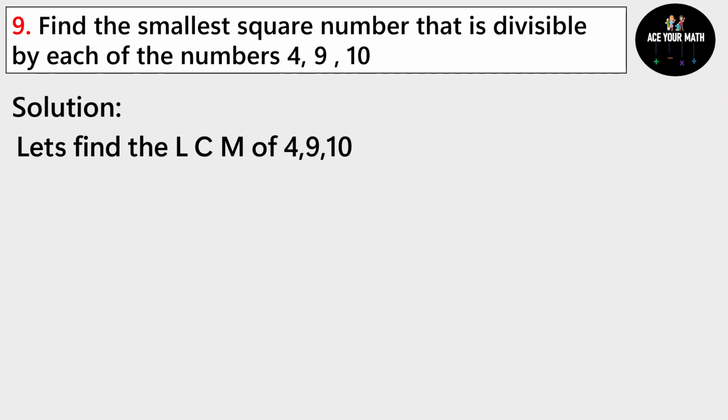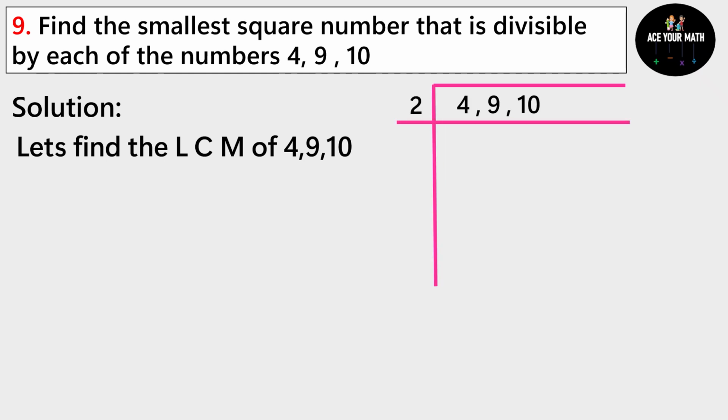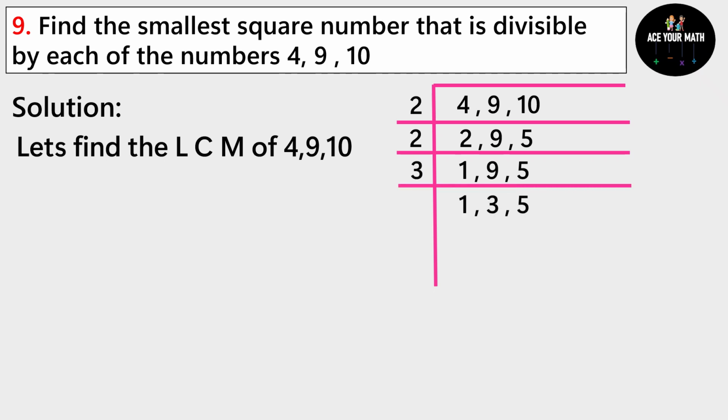You will find the LCM of 4, 9, and 10. So let's find the LCM of 4, 9, and 10. Put lines like this. 4 and 10, you know they both are divisible by 2. So when you divide by 2, the 4 will become 2, 9 will remain as it is, and 10 will become 5. Now again, 2 is there, so divide it again by 2. In place of 2 you will get 1, and 9 will remain as it is, and 5 and 9 are not divisible by 2, so they will remain as it is. Now divide it by 3. So 9 will become 3 and 5 will remain as it is.